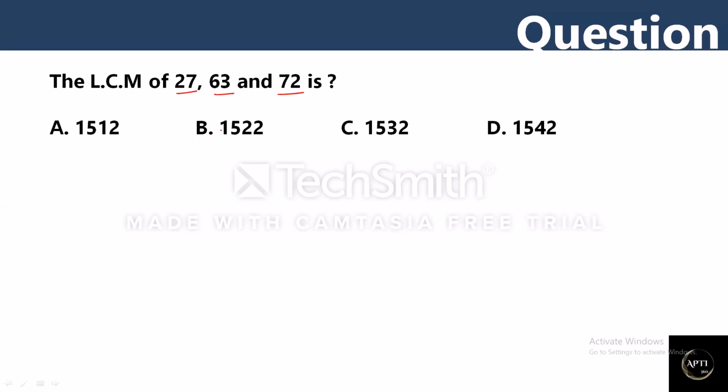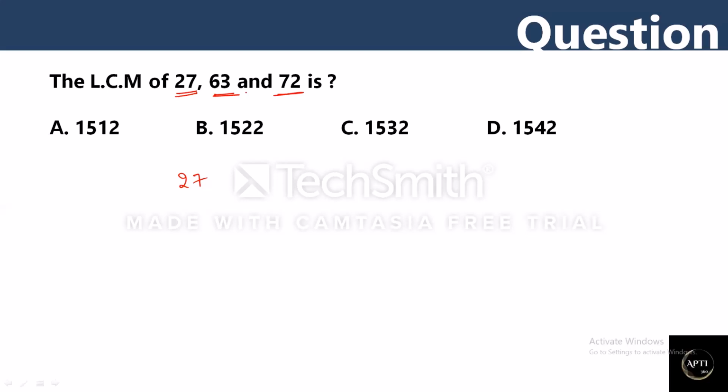As I said earlier, when we are considering any one of these options as the LCM, it means for sure that the option should be exactly divisible by 27, 63, 72. But it's not actually required to know all the divisibility rules. I am again telling you, no need to learn or remember all the divisibility rules. You just need to understand how we can segregate the numbers.